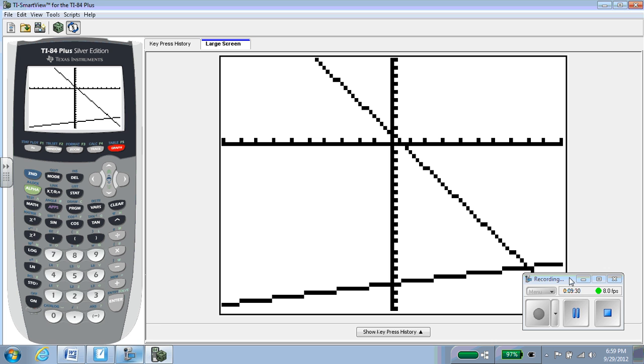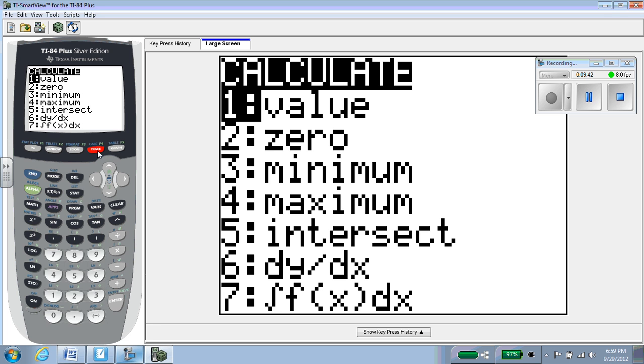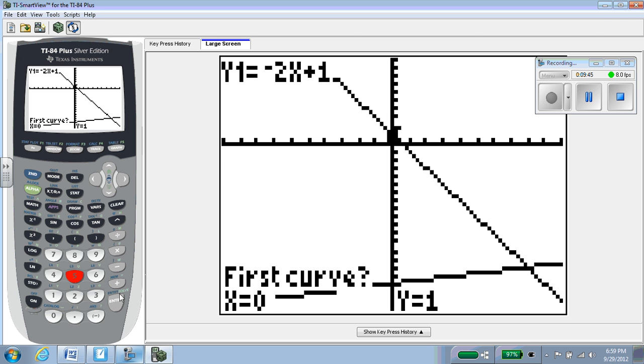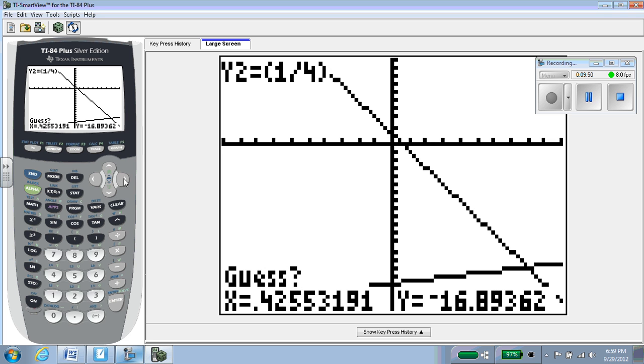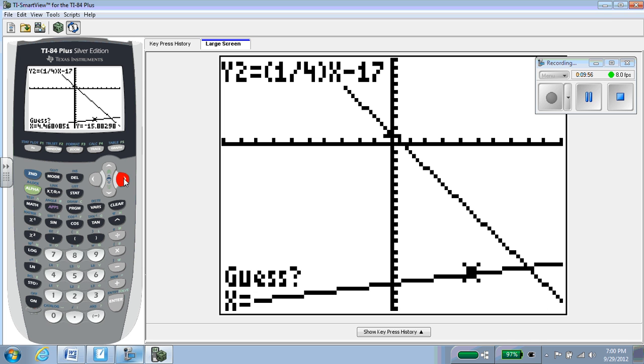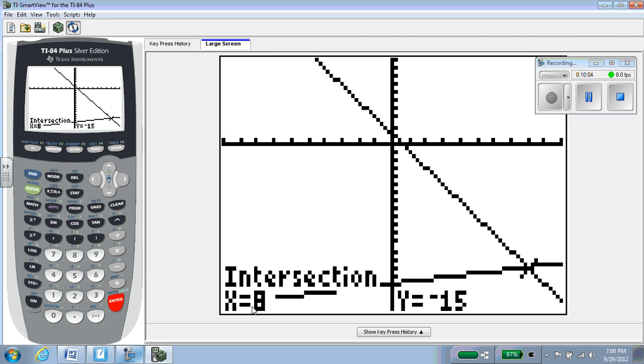Ah, there it is. Let me move this out of the way. Okay, so there it is. It's now on the screen. So I'm going to second calculate an intersection. Is that the first curve? Yes. Is that the second curve? Yes. My guess is that it's over here. There. The intersection is at x equals 8, y equals negative 15, so 8 comma negative 15 is my solution.